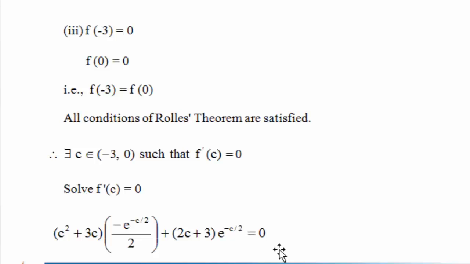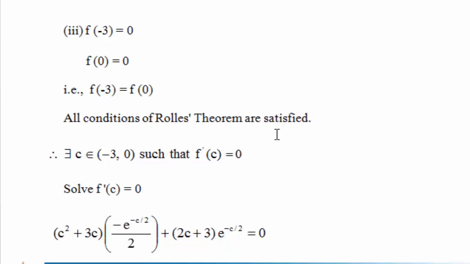Now let us go to the third condition of Rolle's theorem. We have to check f of a equals f of b. Here a is -3, b is 0. The right hand sides are equal, so the left hand sides must be equal. So in short, all three conditions of Rolle's theorem are satisfied.